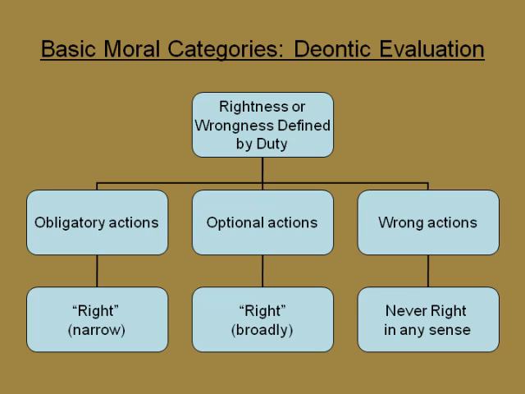A wrong action is very clearly going to be an action that is never right in any sense. It may not be permissible for us to commit a wrong act. And if we do commit a wrong action, we may need to make certain that we have very, very strong justification for doing so. Typically, moral theories are not going to allow for us to commit wrong actions.